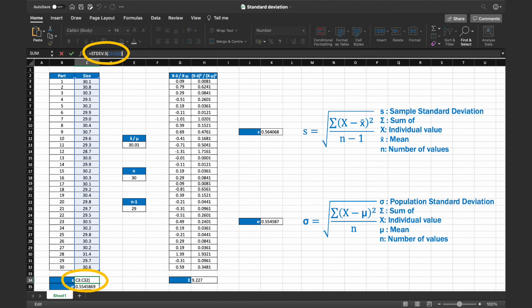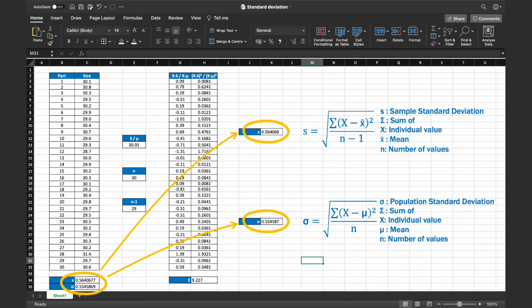If we are looking at a sample, we use the standard deviation function ending with .s. If it's the population, we use the standard deviation function ending with .p. The software then does all the calculations in a flash and we get the results. Note how the results are exactly the same as what we just calculated.